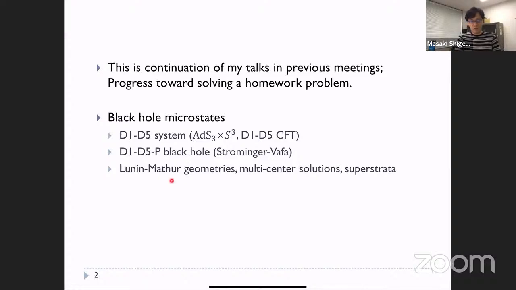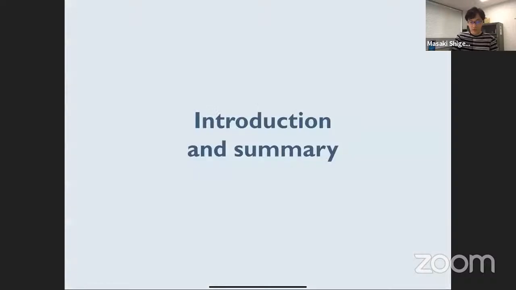The first one is the Lunin-Mathur geometry. That's the half BPS geometry. And also there are multicenter solutions. That's been known for some time, but we don't really know the general CFT understanding. And also there are superstrata that we have been hearing about in this conference, and they are the most general microstate geometries that we know so far. Okay. So let me start with an introduction and summary.